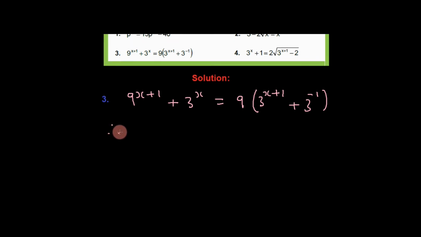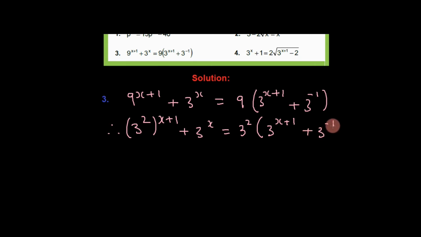We can start by writing 9 as 3 squared. So 3 squared all to the x plus 1. And writing 9 as 3 squared on the right hand side as well, we have 3 squared into the brackets. We multiply the powers here, so we get 3 to the 2x plus 2.